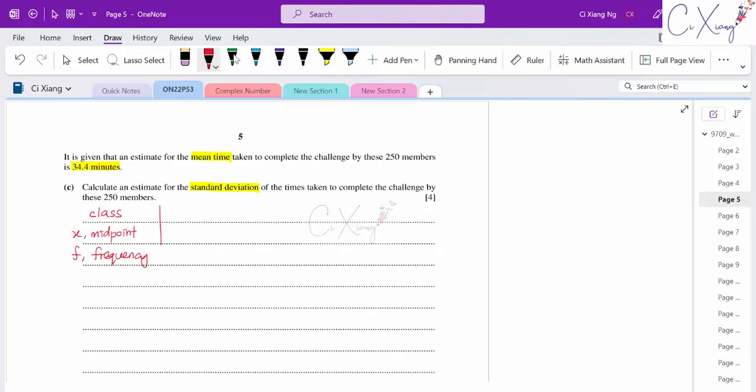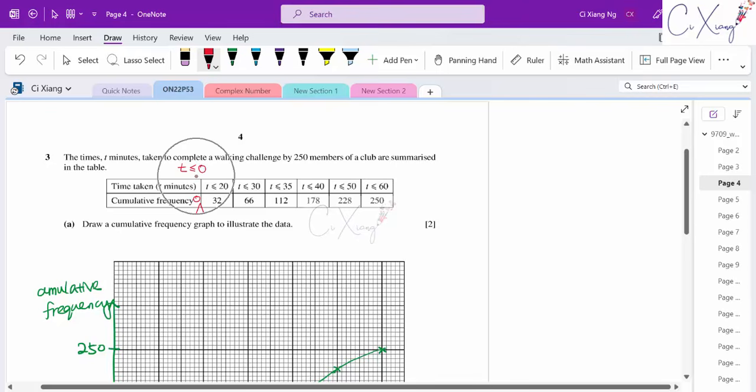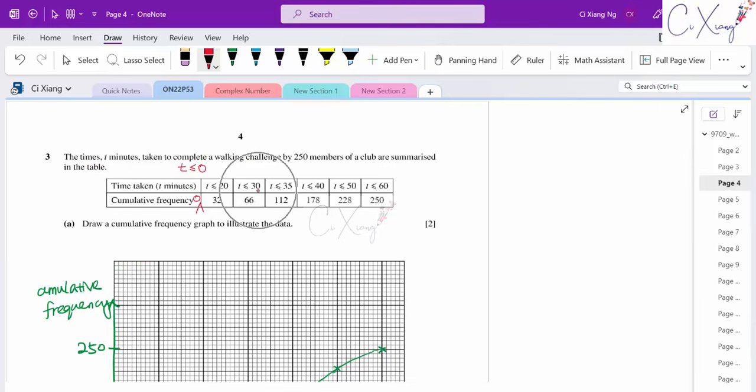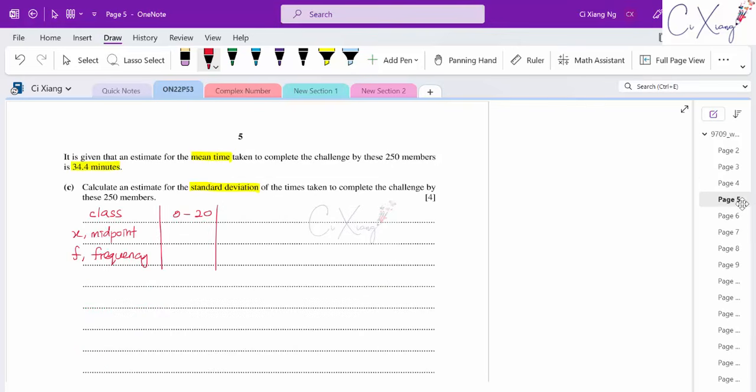So for the class boundary, I will just copy the values given in the table. This one starts from 0 until 20, so the first class that I have, I will put as 0 until 20. The second class will be from 20 until 30. So we are just using all the values given in the upper class boundary. So 20 to 30. We continue for the rest.